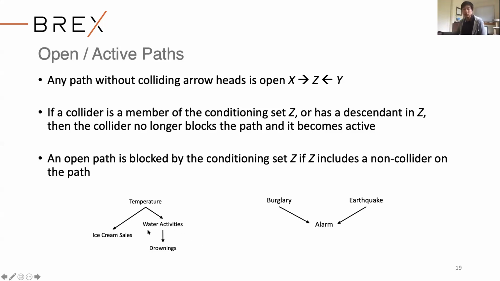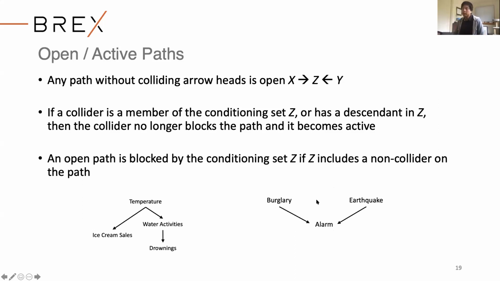Similarly, if I control for water activities along this path, I would also block it. If I look at days with the same amount of water activity, then you're not going to see this correlation between ice cream sales and drownings any longer. But the opposite actually happens on what we call a collider path. This is a collider path because the arrowheads essentially collide at alarm.